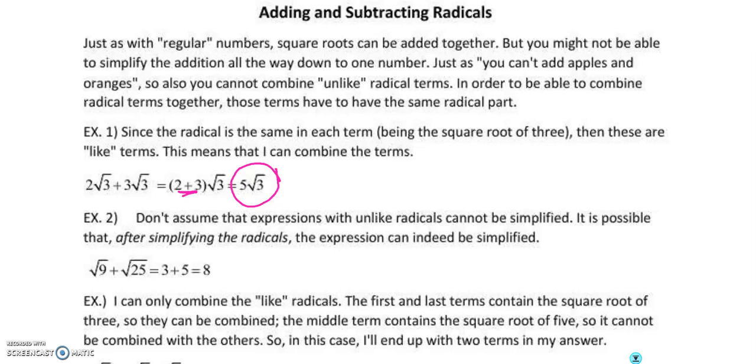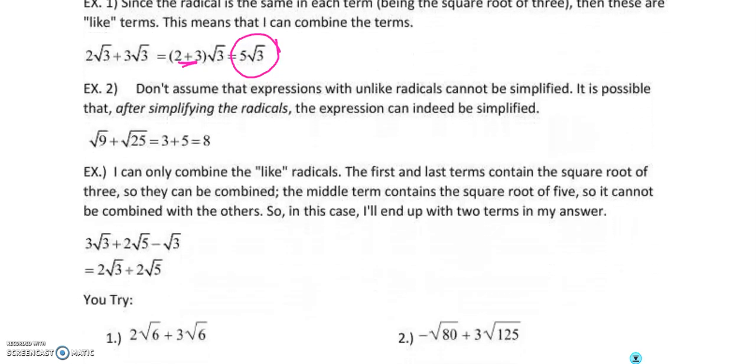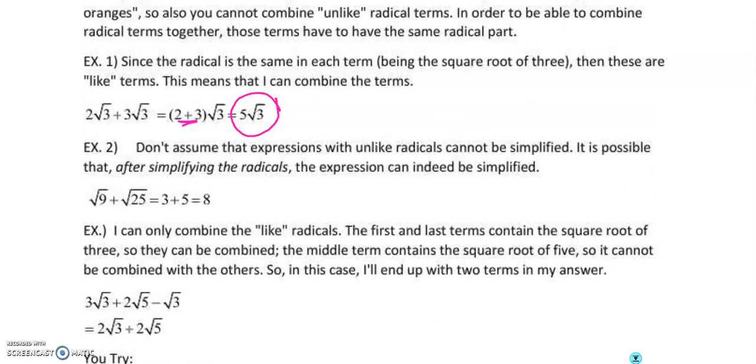Example 2 says, don't assume that expressions with unlike radicals can't be simplified. It is possible. We might need to simplify each radical individually first and then put it back into our addition problem. So here we have a pretty easy example. I've got radical 9 plus radical 25. Right away, I see that these numbers in the radical sign, the radicand, are not the same. So maybe I'm thinking I can't add them.